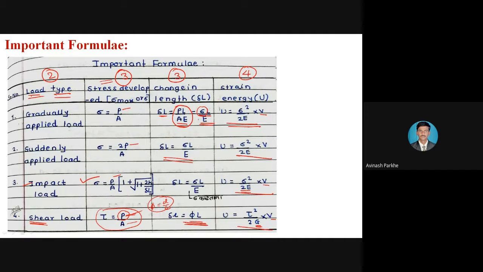In addition to that, this is the list of formulas which we have to use for solving the numericals based on the strain energy and the body. This table I gave in the last lecture, and it contains all the types of load. If your member or body is subjected to the respective loading, it shows how the maximum stress induced in that particular body will be calculated.